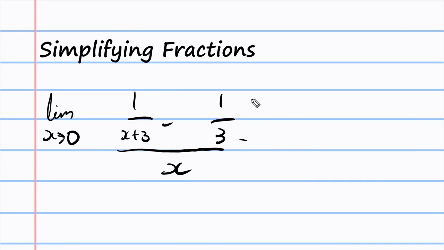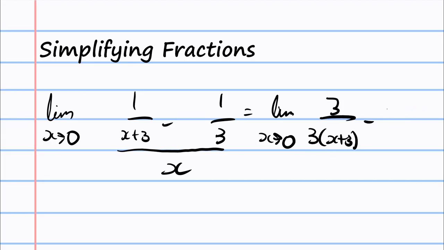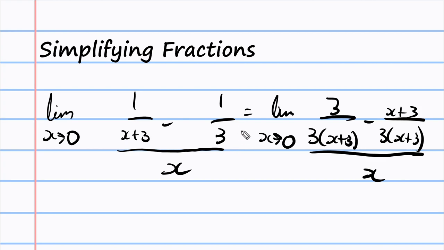To combine the numerator, you would write the limit as x approaches 0 of, you're going to combine the fractions. So you get 3 divided by 3x plus 3 minus x plus 3 divided by 3x plus 3, all divided by x. This is what happens when you do cross multiplication. You multiply the top and bottom by 3, and you multiply this top and bottom by x plus 3.